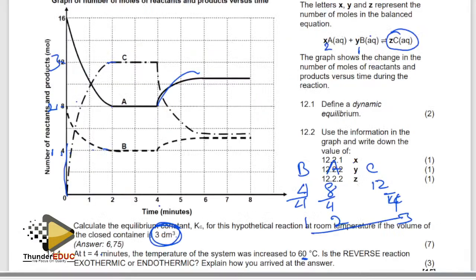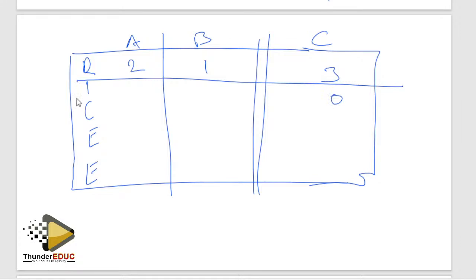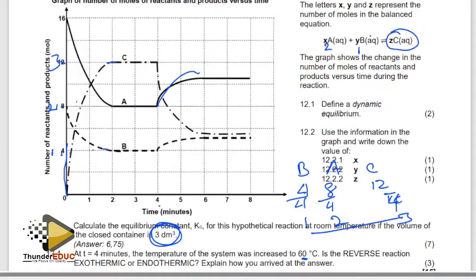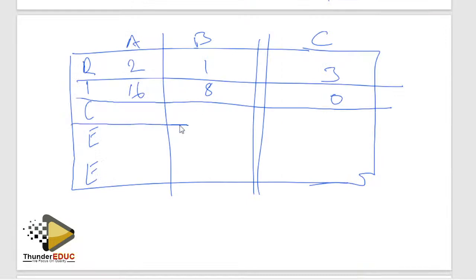And then you go to initial. What did they start with? This one started from 0, this one started from 8, and this one started from 16. You see, this one started from 0. Isn't it? Where is A? No, B started from 8, and then A started from 16. Yes, basically it's correct. Then you go to change.